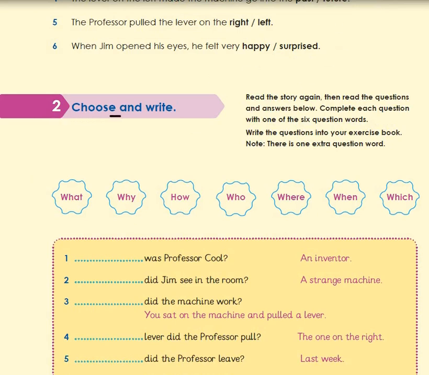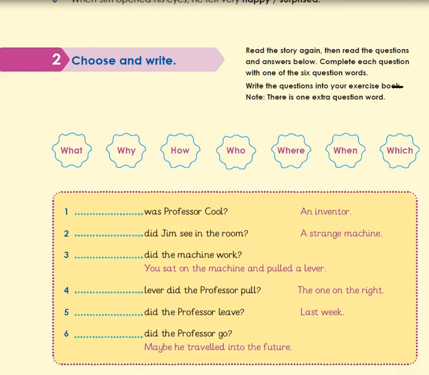Number 2, activity 2, choose and write. Read the story again, then read the questions and answers below. Complete each question with one of the 6 question words. Write the questions into your exercise book. Note, there is one extra question word, في كلمة إضافية. طبعا رأس السؤال نفس الموجود عندك إلا أنه غير موجود الجزء المتعلق بكتابة الأسئلة في الإكسرسايز بوك، في الدفتر. الآن بس نركز على طريقة تكوين الأسئلة شرحناها قبل لكن اللي يهمنا الآن أدوات الاستفهام.